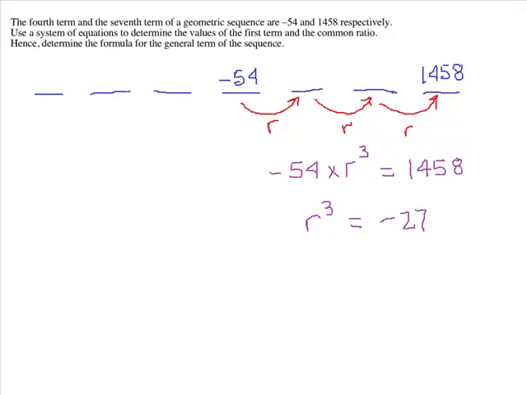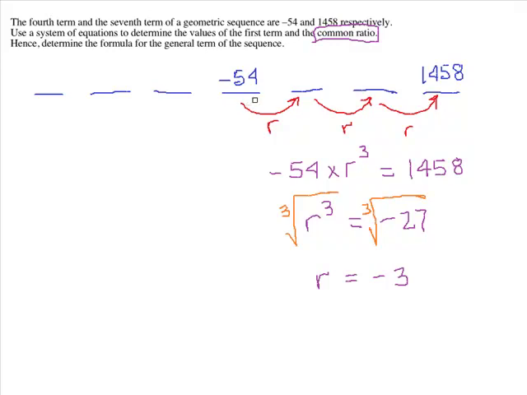R cubed is negative 27, and then if we cube root both sides of that to get plain old r, or you can put it to the 1/3 power if you're happier thinking that way, we get r equals, hey, I know this one, the cube root of 27 is 3, and it has to be negative. So our common ratio is negative 3, sorry. They asked for the common ratio, so good, we have that part figured out. They also want to know what the first term is, so let's see if we can fill that in.